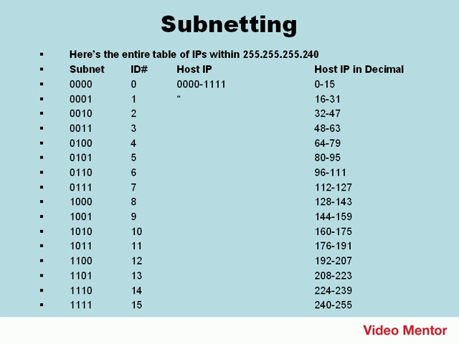The usable hosts are going to be a little bit less than that though, because we can't use the first and we can't use the last. So for example, in subnet ID number 1, we have the host IP range of 16 to 31, but we can't use 16 because that's the subnet ID number, and we can't use 31 because that's the broadcast. So our usable range is 17 to 30. For subnet ID 2, the usable range would be 33 to 46, and so on.